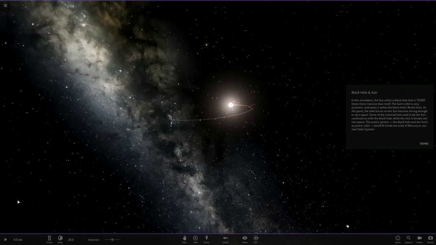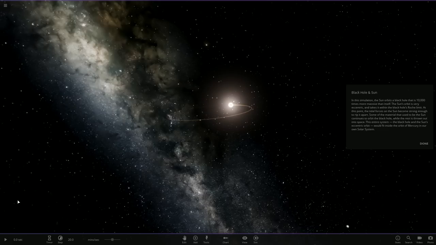So in this simulation, the sun orbits a black hole that is 10,000 times more massive than itself. The sun's orbit is very eccentric, which takes it within the black hole's Roche limit. So the Roche limit, if you haven't seen some of my earlier videos, or if you're not familiar with that term, basically it's the distance within which the gravitational field of a large body, in this instance the black hole, is strong enough to prevent a smaller body, aka the sun, from being held together by gravity.